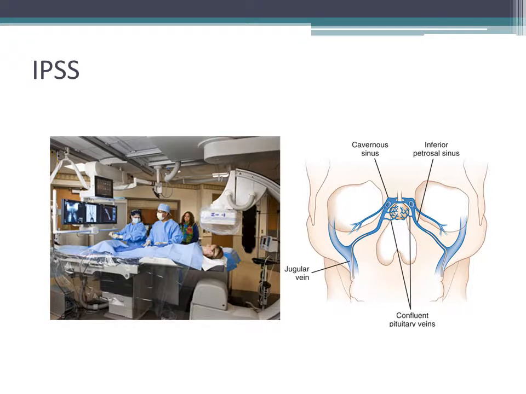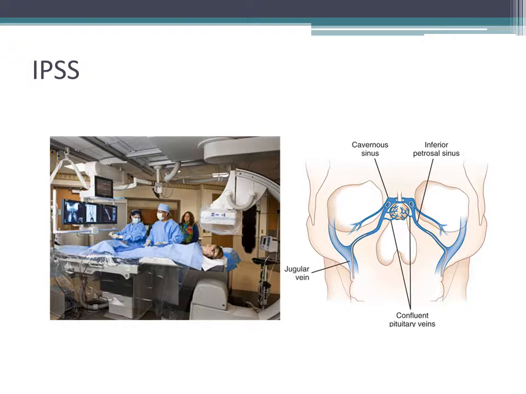IPSS is what we call inferior petrosal sinus sampling. It's a method that we utilize to distinguish between the 2 causes of ACTH-dependent Cushing, the Cushing disease, which is the pituitary, versus the ectopic, because both of these conditions lead to high ACTH values. So IPSS, there is insertion of catheters into the jugular vein going to the cavernous sinus surrounding the pituitary, on both sides, of course, right and left, and we measure ACTH levels from there, and we compare those levels with peripheral blood.